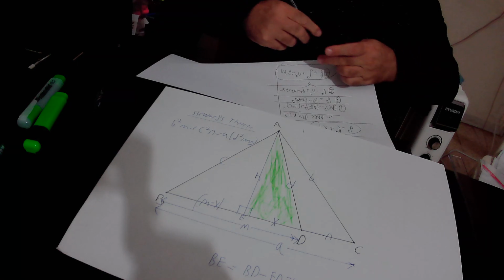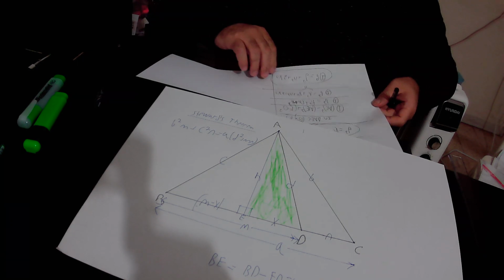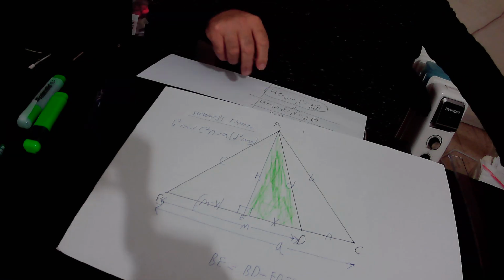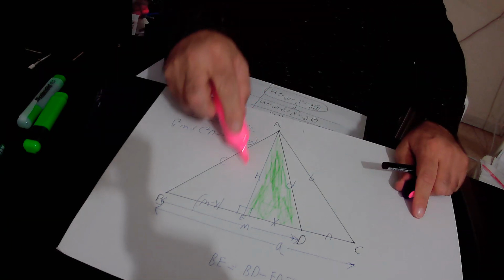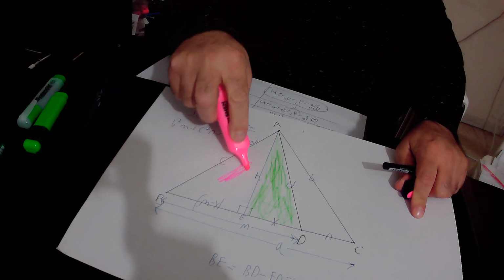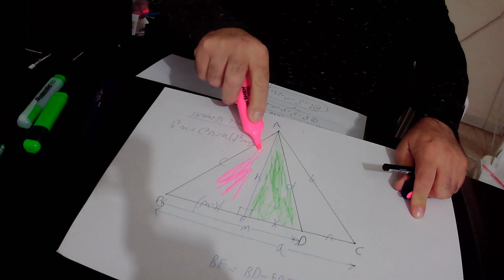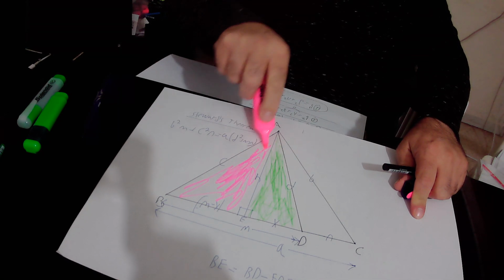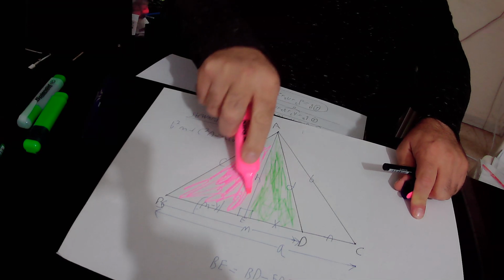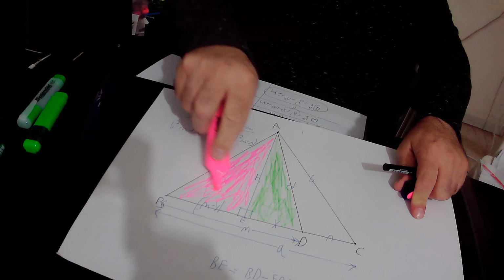In the next step, we'll focus on the right triangle, triangle ABE. I repeat again, we'll focus on the pink triangle, triangle AEB, and we'll implement the Pythagoras theorem in this pink right triangle, triangle ABE.